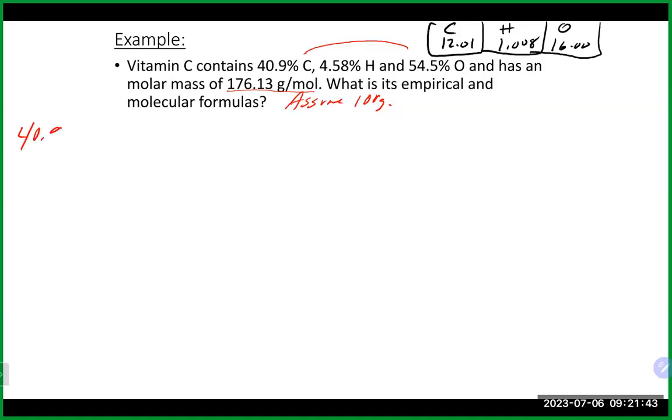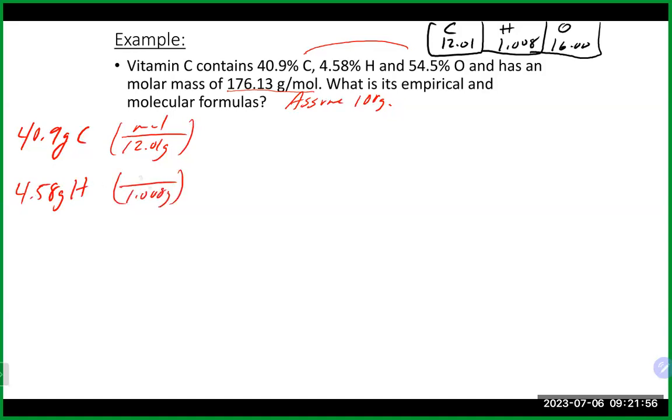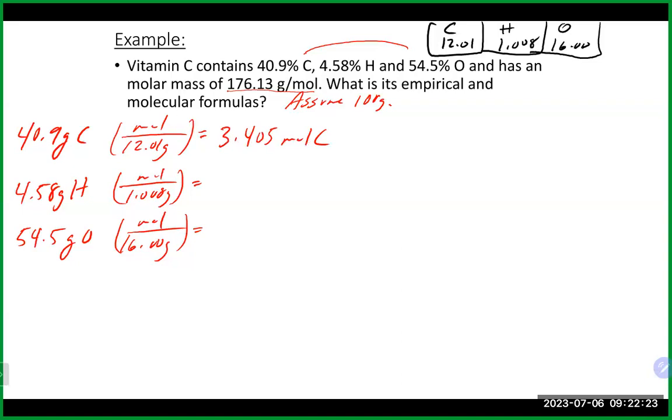That means I have 40.9 grams of carbon. We're going to divide carbon by its molar mass, grams per mole. We're going to take 4.58 grams of hydrogen, divide by the molar mass of hydrogen. And lastly, we're going to take 54.5 grams of oxygen, divided by the molar mass of oxygen. That's going to get us 40.9 divided by 12.01, we got 3.405 moles of carbon. 4.58 divided by 1.008 is 4.544 moles of hydrogen, and 54.5 divided by 16 is 3.406 moles of oxygen. In this case, they're pretty close.